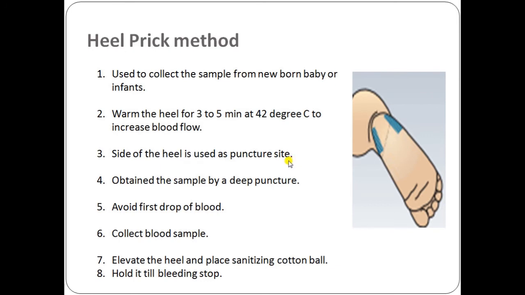Next is the heel prick method. This method is specially used for newborn babies and infants. You can see in the picture the site from where we generally take the blood sample. For that, first warm the heel for 3 to 5 minutes at 45 degrees centigrade to increase the blood flow. The side of the heel is used as the puncture site.